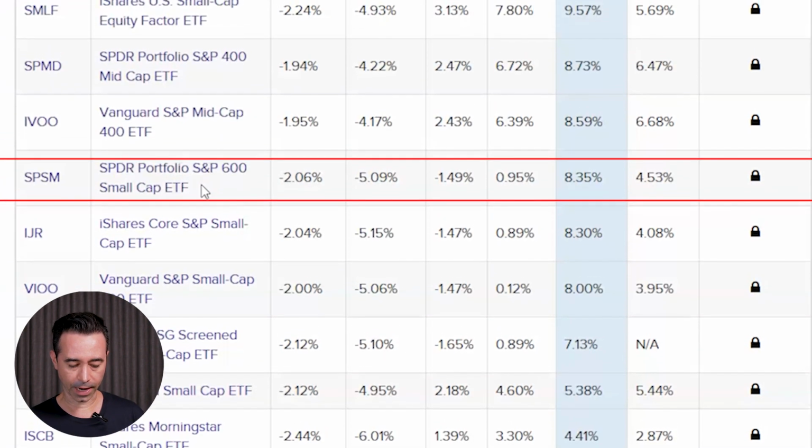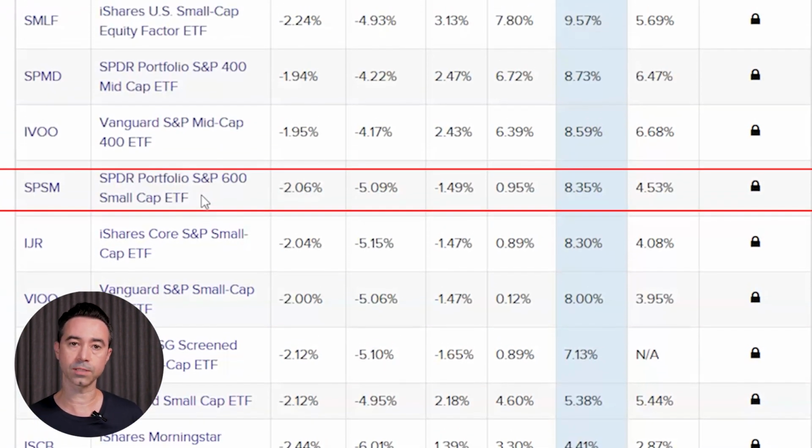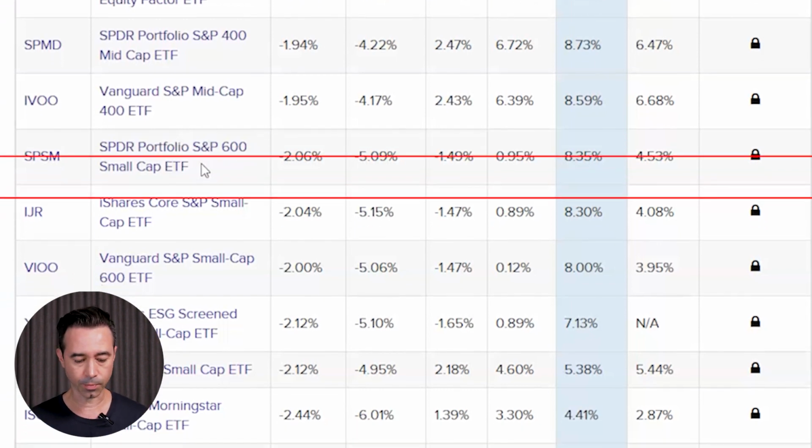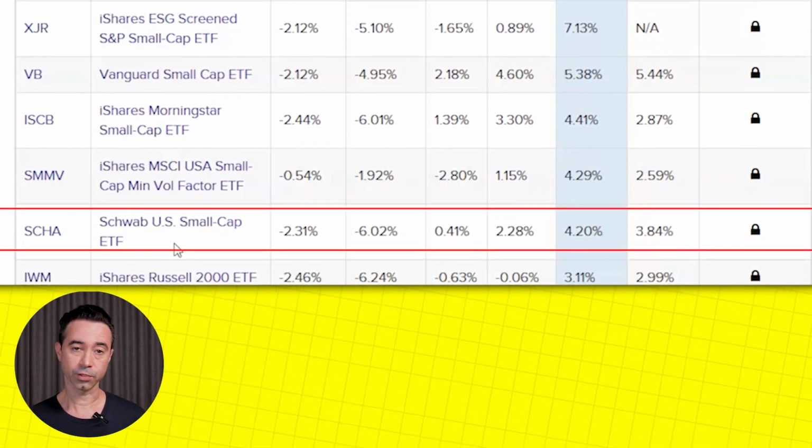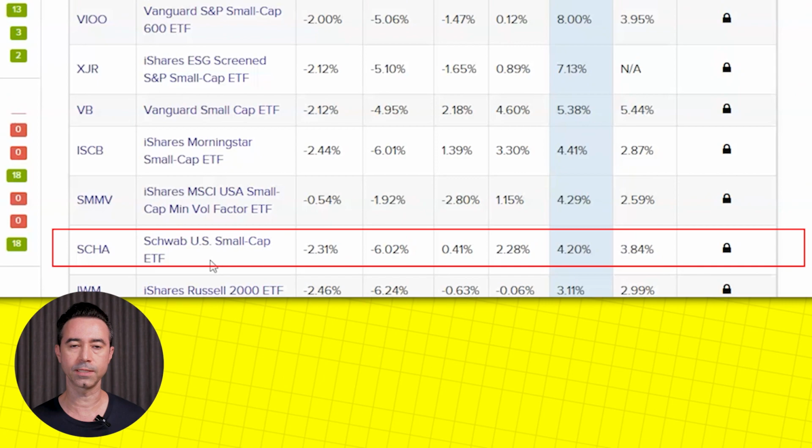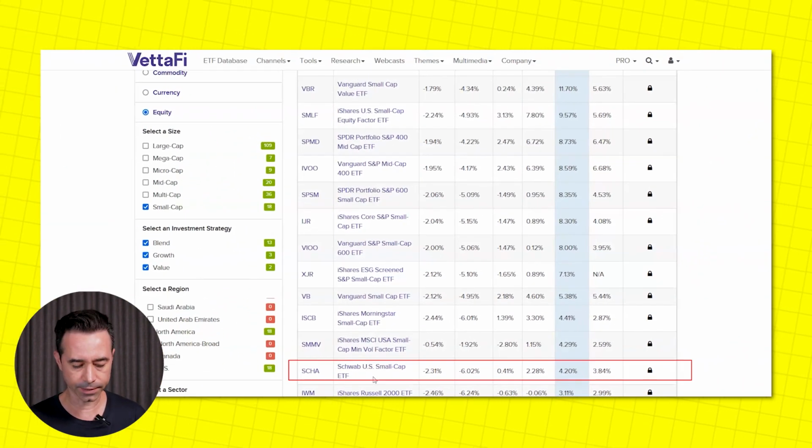SPSM, that's the Spider Portfolio S&P 600 small cap ETF. So another small cap fund. SCHA, that's a Charles Schwab US small cap ETF. These are all good ETFs that I know about already.